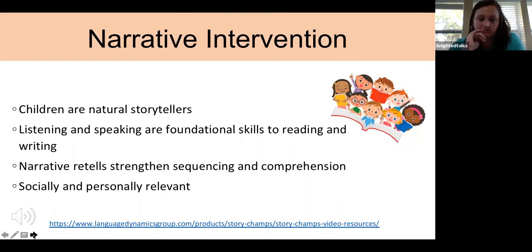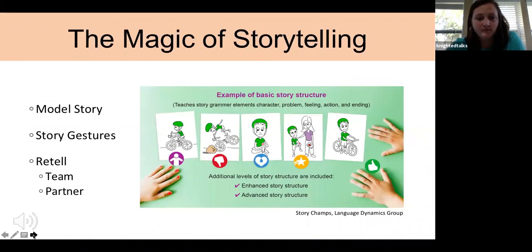On the bottom of the slide, I've included a link to the Language Dynamics Group website. I had the incredible privilege of working with the creator of a program called Story Champs, and it is a program that you would need to purchase. However, they have tons of videos that are free, and I wish I would have seen them before I was even in the classroom working with students, because it just truly describes the magic of storytelling. Once you have an opportunity to check out the Language Dynamics website, especially focusing on Story Champs, this will make a little bit more sense to you.